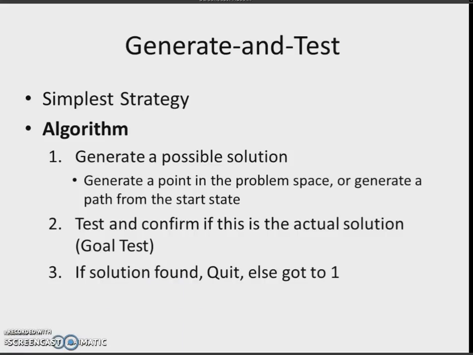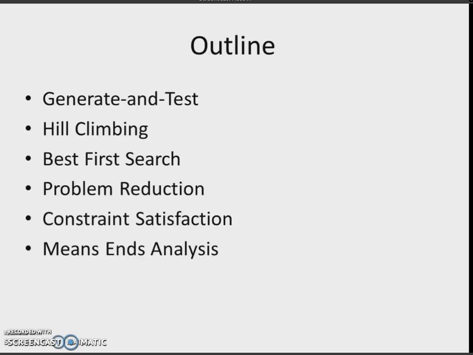There are different search techniques under informed search. The main ones are hill climbing, best first search, under which you also have A-star search. Then you have some advanced methods called problem reduction, constraint satisfaction, means ends analysis. Today we will be seeing only about best first search.